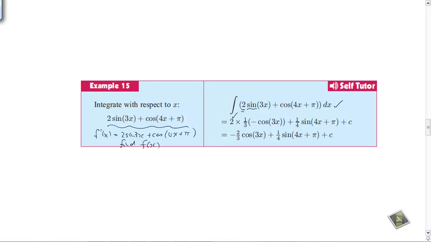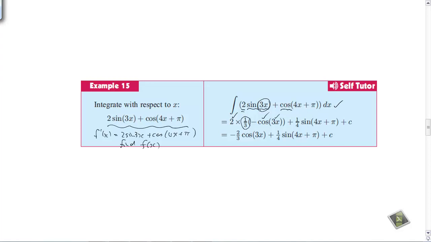The integral of sine, remember sine is friendly under differentiation, derivative of sine is cos, on integration it's minus cos, and you leave the 3x there. But then you must divide by the derivative of this function, reversing the chain rule, so it's a third. Okay, and then over here, we're going to integrate cos.